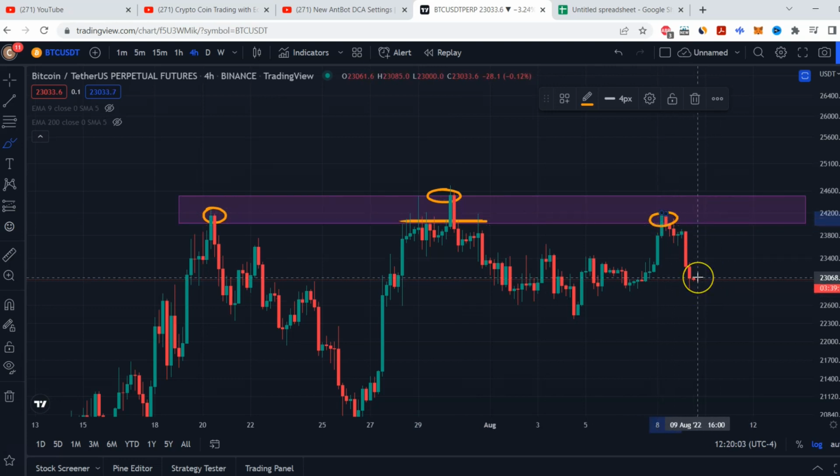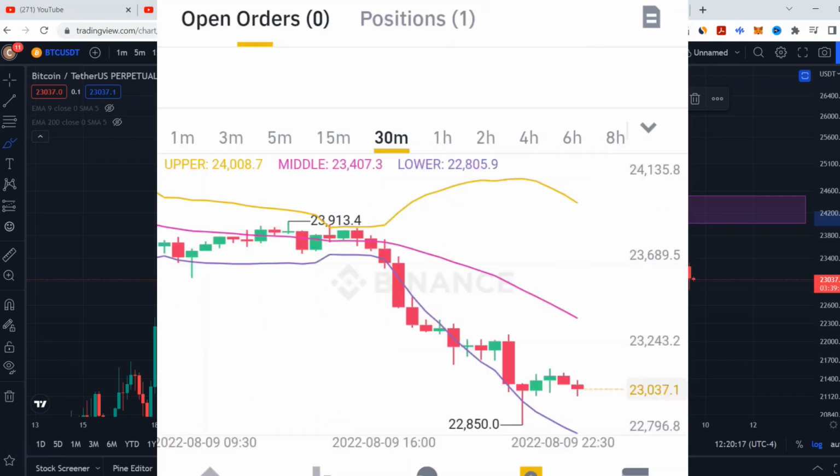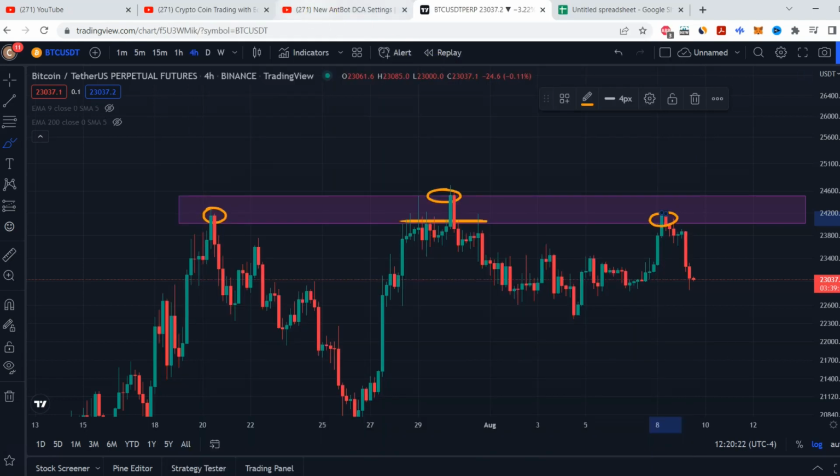Okay, we actually go down. So luckily it hit our average price. If you look at my phone here, it went down all the way to 22,850, guys. Okay, you can see right there.